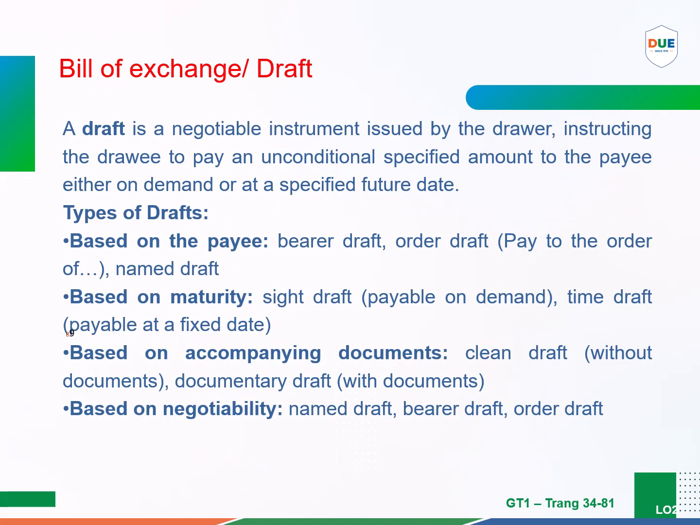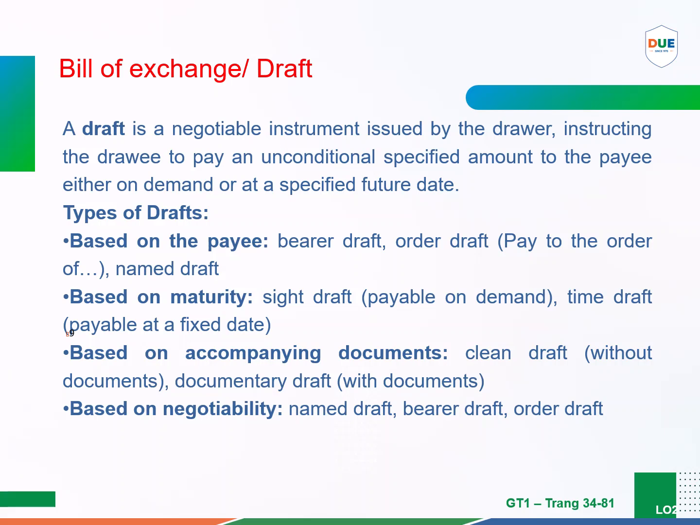A draft is a negotiable instrument issued by the drawer in which the drawee is required to pay an unconditional specified amount, either on demand or at a specified future date, to the payee designated on the draft. Drafts are an important tool for payment and credit in international trade. Drafts can be bearer drafts, where the holder of the draft has the right to receive payment, named drafts, which are payable only to the person named on the draft, and order drafts, which are payable to the order of the payee and can be transferred by endorsement.